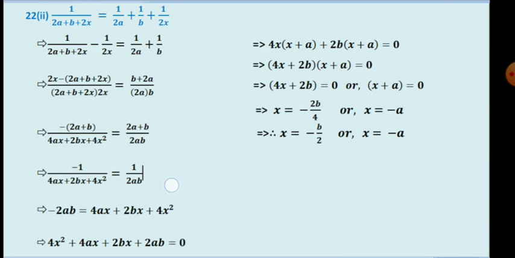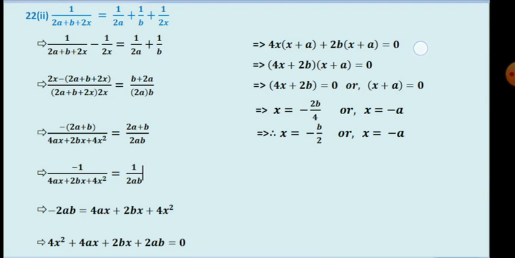Now cross multiplying it, we'll have minus 1 into 2ab, that is minus 2ab, equals 1 into this term, which gives us 4ax plus 2bx plus 4x square. Now bringing all the terms together to one side, we'll have 4x square plus 4ax plus 2bx plus 2ab equals 0. Now we already have 4 terms over here, so we can pair two terms and take out common.